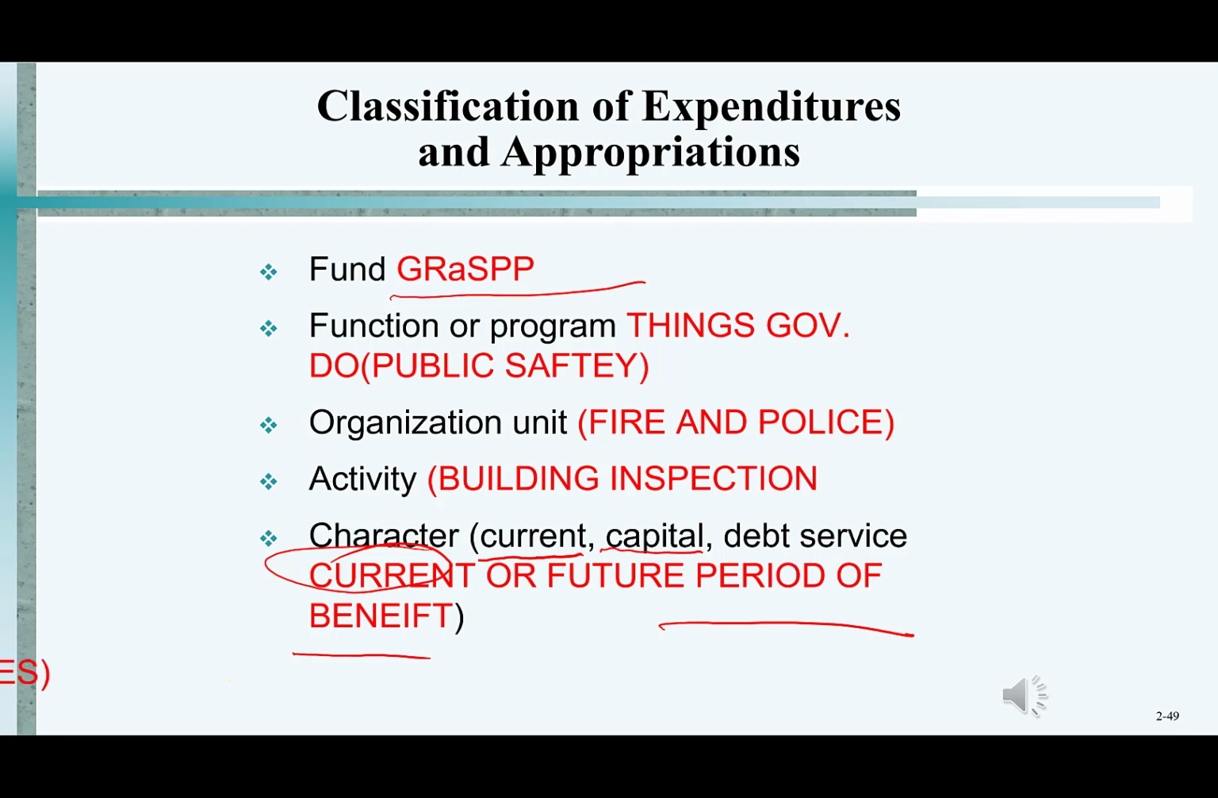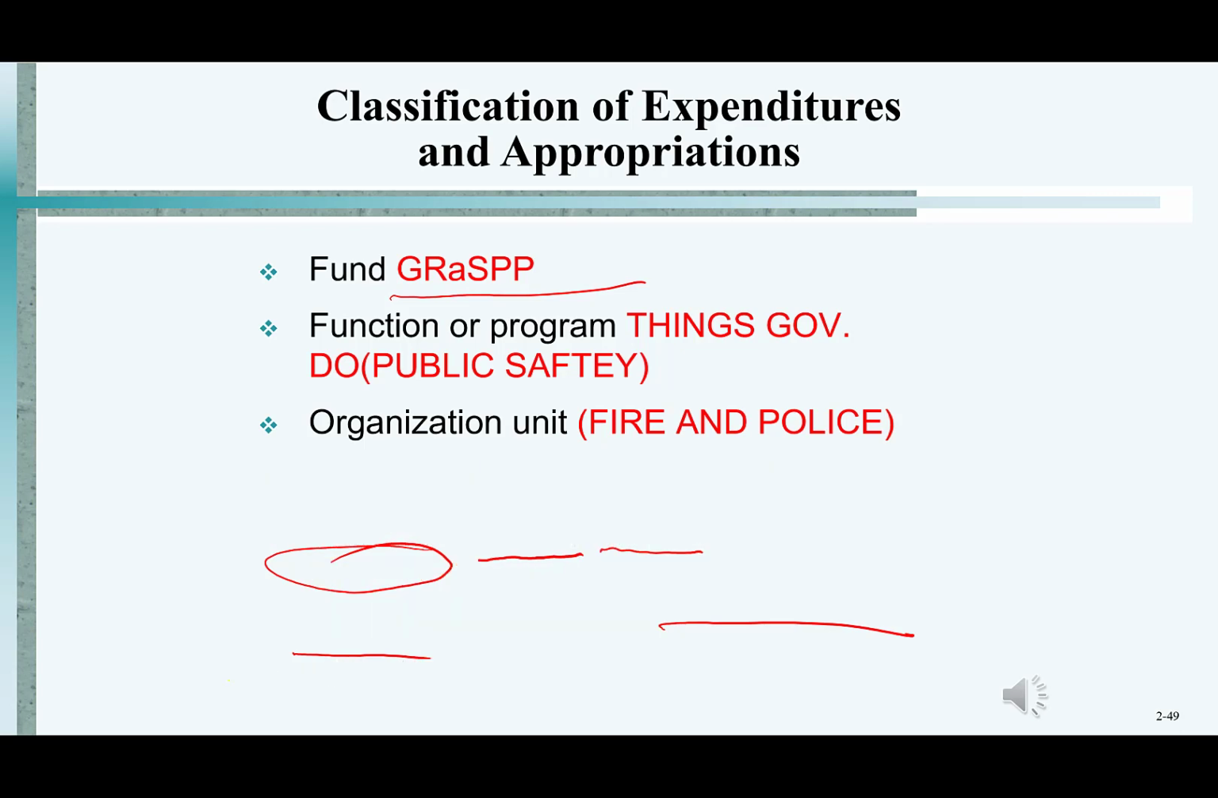Okay, then we could have an object class. Object class labels on our expenses are sort of like a chart of accounts. So salaries is on a chart of accounts, utilities is on a chart of accounts. So it's calling out some level of detail, right? Okay, so these are the different labels we can put on our expenses.